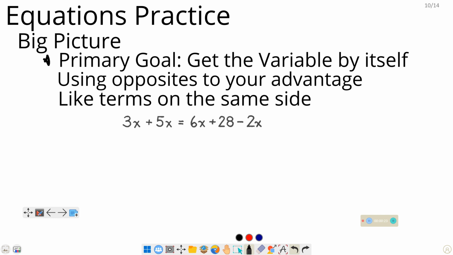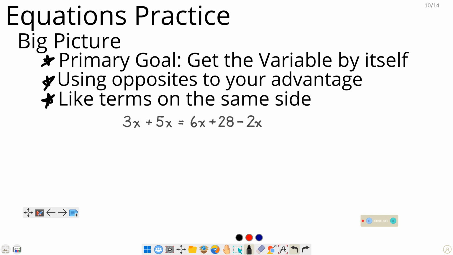The primary goal in solving equations is to get the variable by itself. That means either the variables on the left or the variables on the right. Either way, we need to use opposites to your advantage to get the variables by themselves. Your third big picture thing that we need to remember is that before we do any opposites, we need to have like terms put together on the same side. So here's an example problem of what you are doing today.